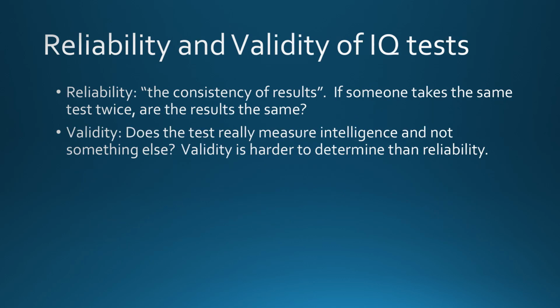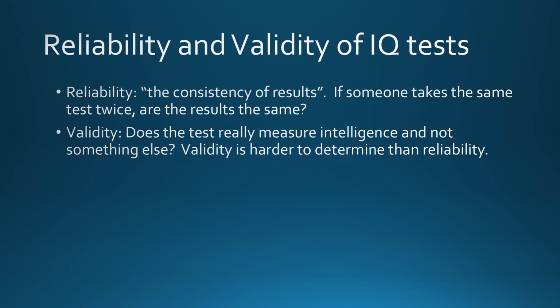So how valid and reliable are IQ tests? Do they really measure what we think they measure? Reliability essentially means how consistent are the results. If someone takes the same test twice, are the results the same? For example, if someone gets a 100 on one test and an 80 on another test, you're probably going to think, oh, okay, maybe these results aren't too reliable. Maybe they're not measuring what we think they are. But if someone gets a 100 on one test and a 95 on another test, you might think, okay, this is a pretty reliable test. It's measuring what we think it is.